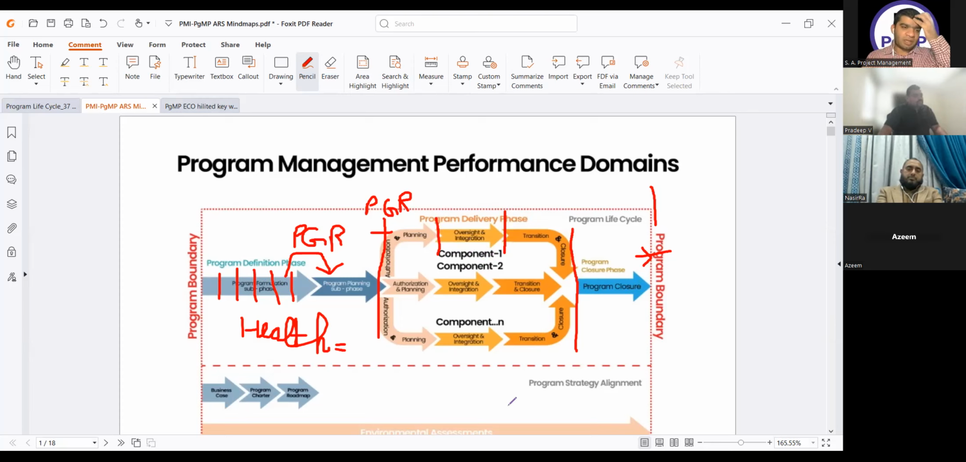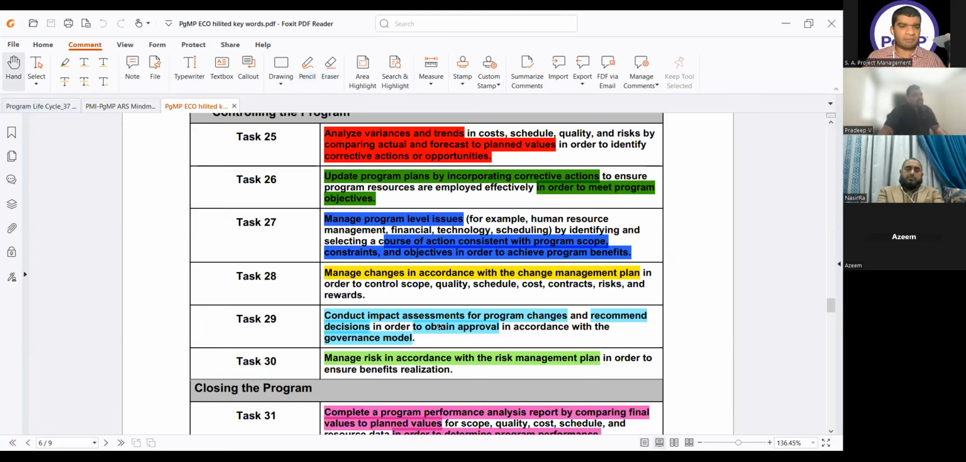Then after this, we covered the exam content outline. That was 35 activities. I will not repeat here because we have repeated again and again. Only two I will repeat again. Manage change in accordance with the change management plan. And I asked you to write the statement: any type of the change will be managed as per the change management plan. And then I told you another key activity, key task 30, was manage risk in accordance with the risk management plan. And I told you to write any type of the risk will be managed as per the risk management plan. That is a key crux of the program lifecycle domain.